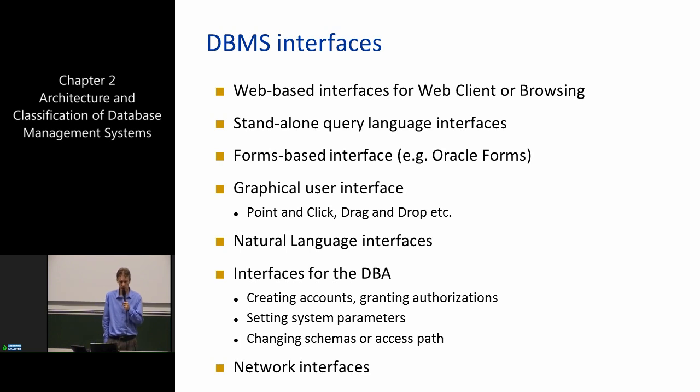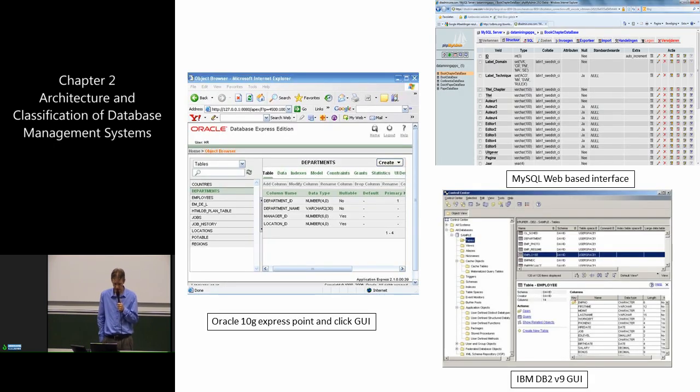Of course, DBMSs should also be accessible in a networked environment. So that means that DBMSs should also offer all kinds of network interfaces to successfully accomplish this. Here you can see some forms-based interfaces. This is an interface from Oracle 10G. It's a web-based interface. You can see MySQL, which is open source software. We're going to work with MySQL later on in this class, and you also see an IBM DB2 version 9 GUI interface.